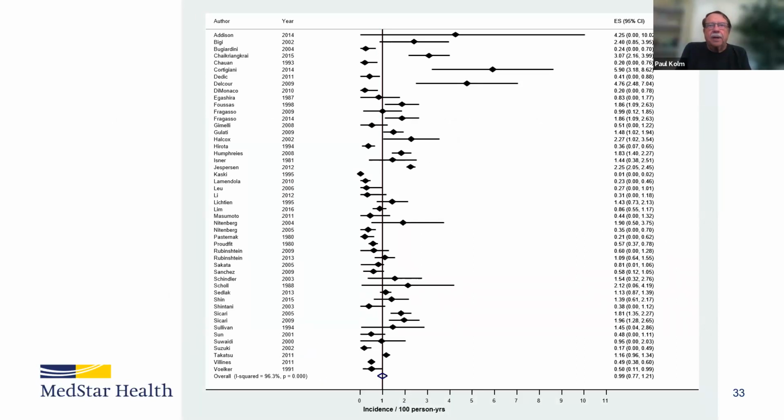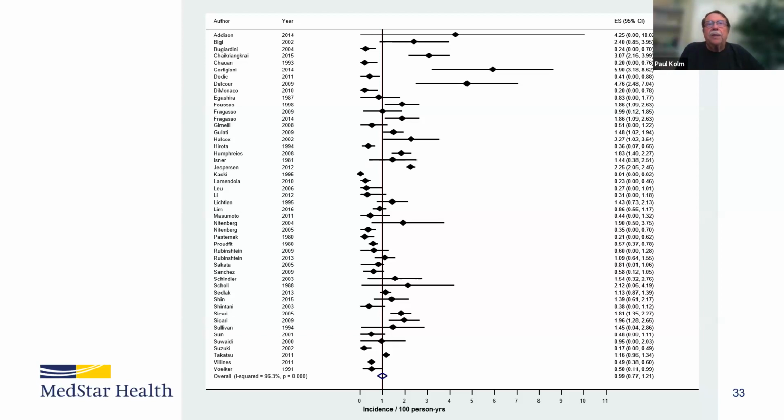So the conclusion here is that there's no difference. However, we see that the I-squared is quite high, 96%. So there's quite a bit of variability between studies. And so we can look at this in different ways, and actually they do make some conclusions.